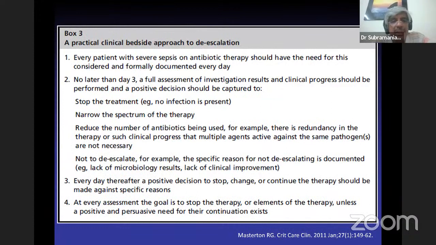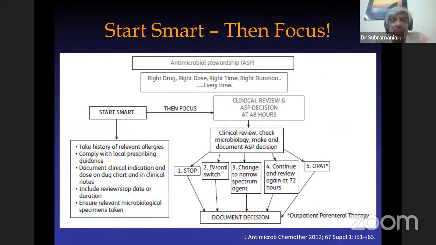Yes, there are lots of guidelines on how to de-escalate and reduce medications. And the best advice is probably what we call start smart, and then focus. Make sure you have the right drug, right dose, right time, and right duration every time. And at about 48 to 72 hours, review the data and see, can you make this easier on the patient? Can you make this easier on yourself? So look at all of that and then decide what you need to do.